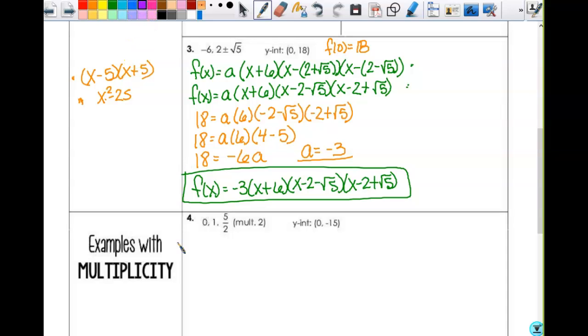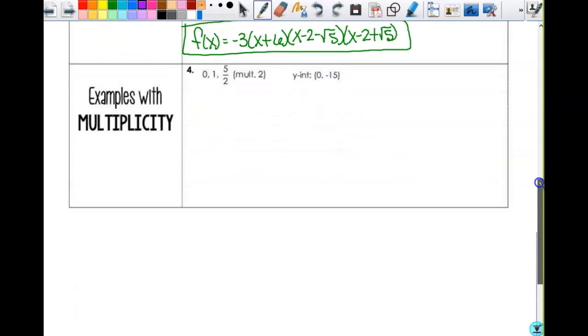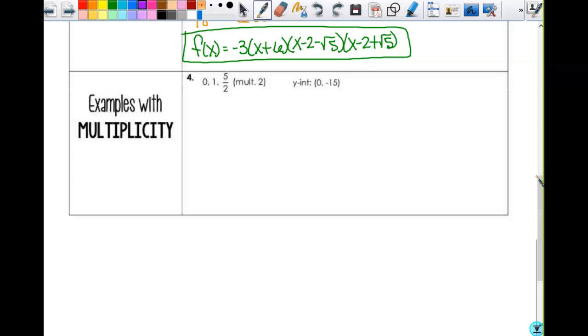Now, in number 4, when I edited this, I left something off that I meant to edit. This 0 was supposed to be a negative 3. So if you'll change the 0, you don't get to willy-nilly change numbers, only because I'm telling you you can change it. So my y-intercept is negative 15, then f of 0 equals negative 15.